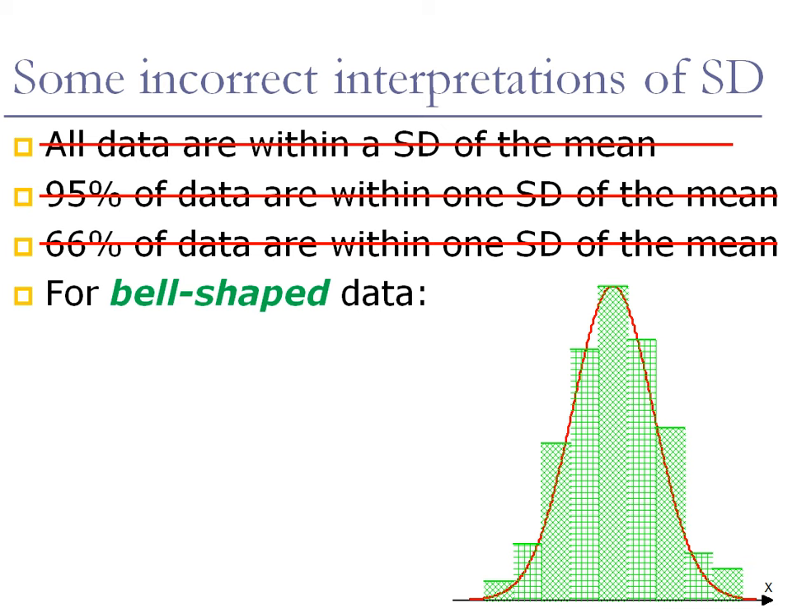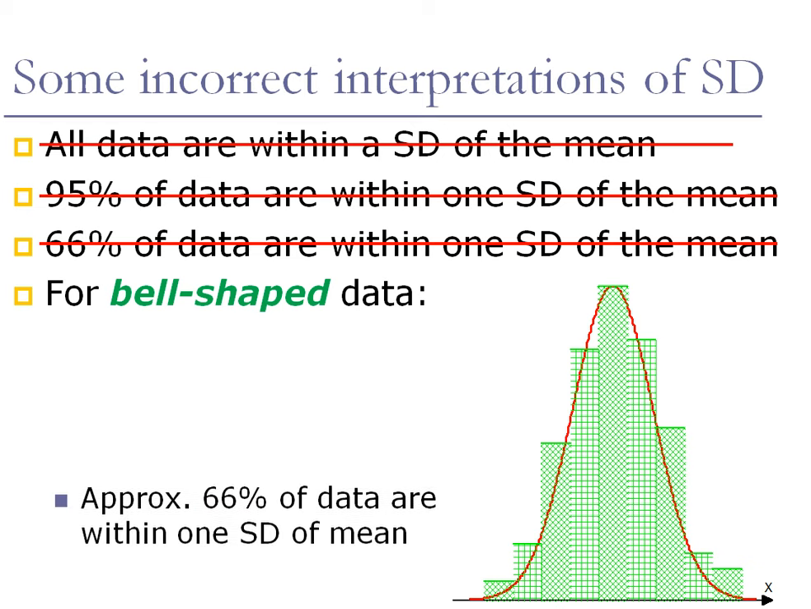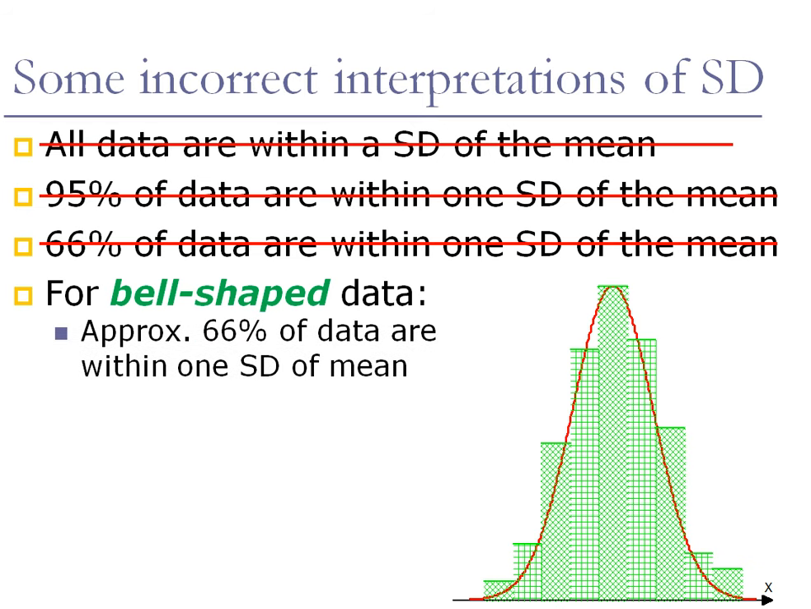This bar graph does look like a skyscraper in the United States somewhere, doesn't it? But no, I'm thinking of this as a bar graph. And this one has a shape that looks like the bell curve, right? Now, if data are of this sort, then it is true that approximately 66% of the data are within one standard deviation of the mean.